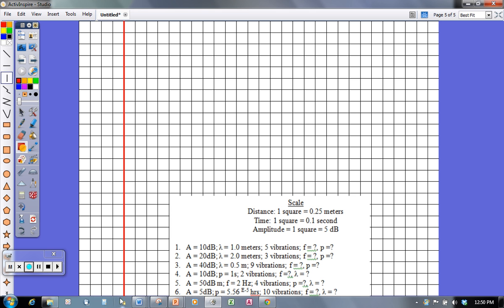All right, so let's look at number 1, what we're actually given. What does A stand for? Amplitude. So our amplitude equals 10 decibels. Now, in previous years, I've just talked about amplitude in meters, just for ease. Instead, we're actually going to use the appropriate unit, which is decibels. Anyone know what a decibel is?